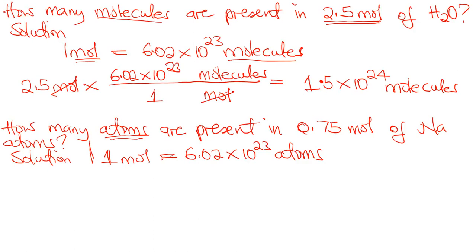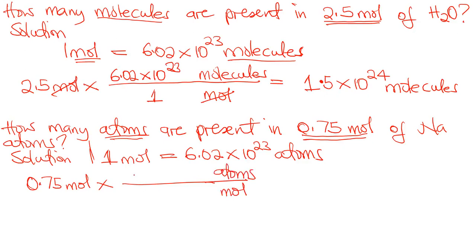So how many atoms are present in 0.75 mole of sodium atoms? So we know 1 mole is equal to 6.02 times 10 to the power 23 atoms. Our given quantity is 0.75 mole. So we are going to start with 0.75 mole times, we are putting moles down here so that they cancel, and then atoms up here. So the atoms go with 6.02 times 10 to the power 23, and the mole goes with 1.